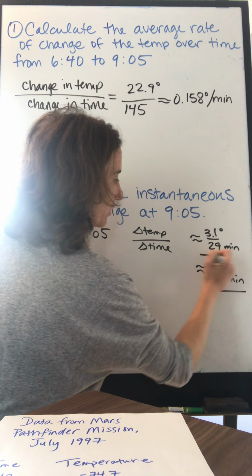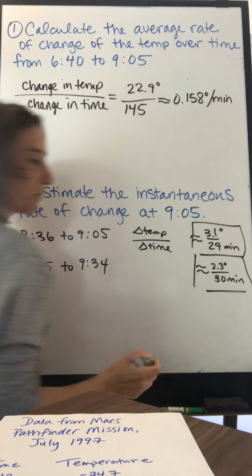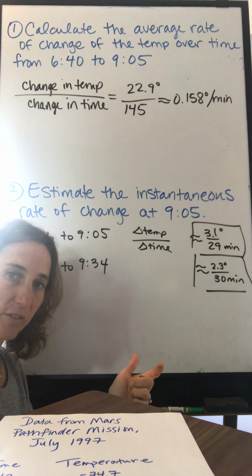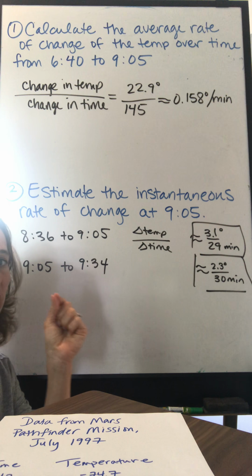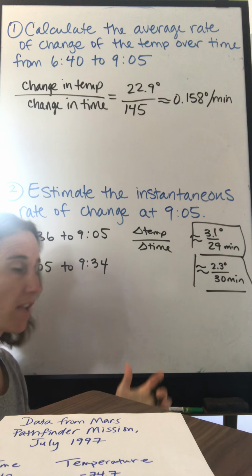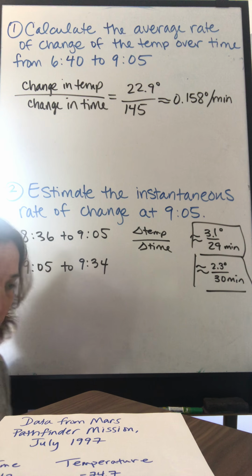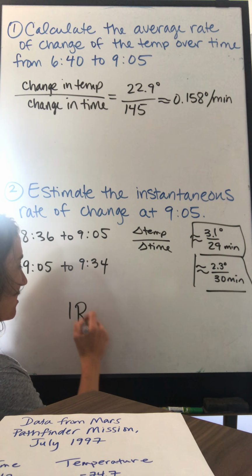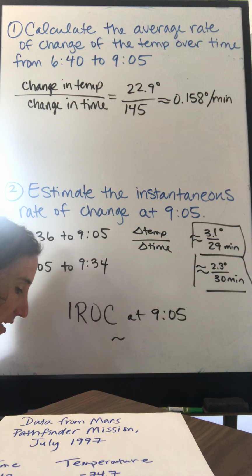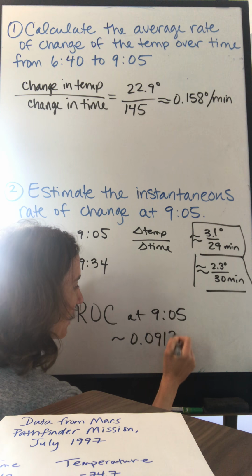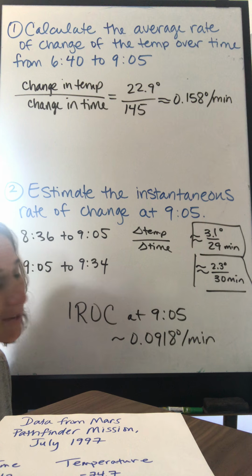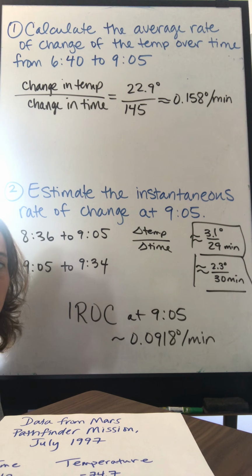So I've got these two intervals, one right before the 905 and one right after the 905. I took these two numbers and averaged them. So to find that instantaneous rate of change at 905, I'm going to borrow the average rate before, the average rate after, average them. So I added them up, divided by 2. And I'm going to say the instantaneous rate of change at 905 is approximately 0.0918 degrees per minute. So at that moment, we're getting warmer, not by much, but there is a change.